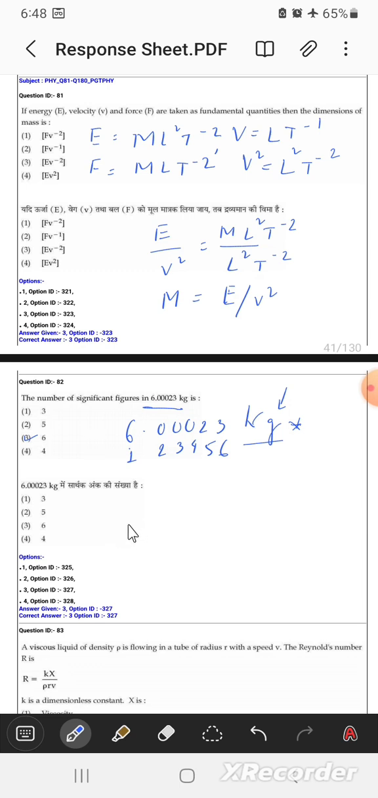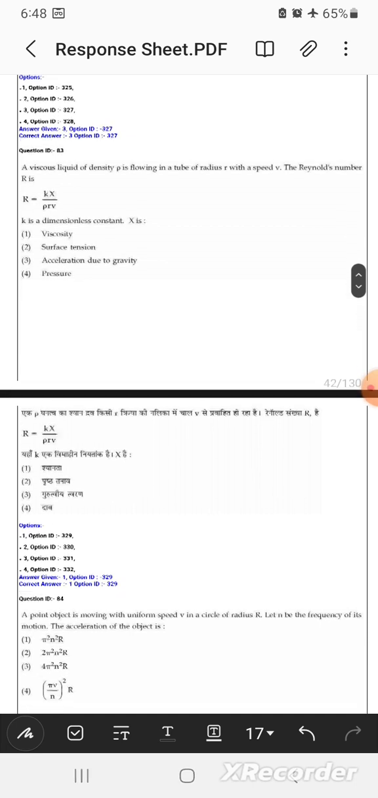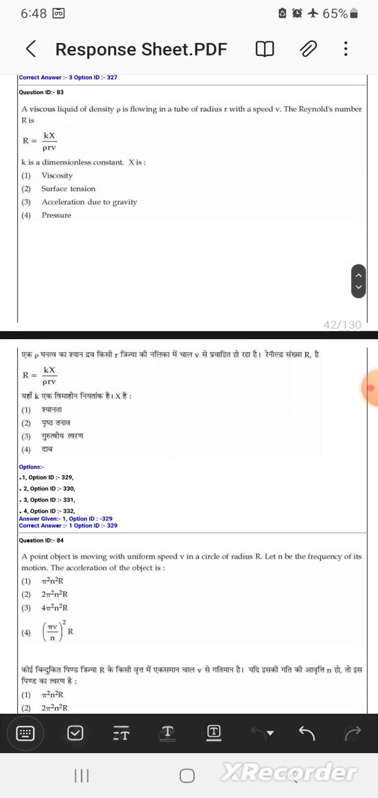Moving to the next question. There is a question number 83. They have given a viscous liquid of density rho, and a tube of radius r with a velocity v. So to find the Reynolds number, that is the Reynolds number they have given. They ask us to find out what is x.